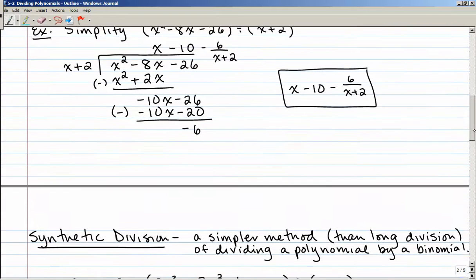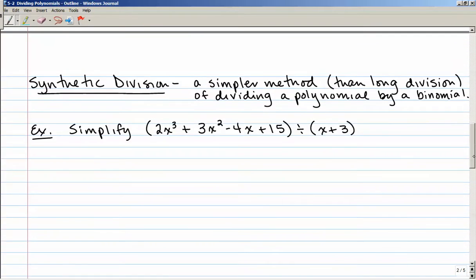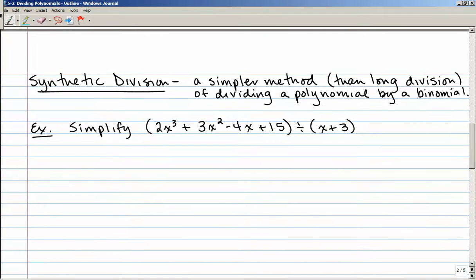Now, if that was a little confusing, there is an easier way to do it, and it's called synthetic division. It's a much simpler method of dividing a polynomial by a binomial. So here's how you do it. I have 2x cubed plus 3x squared minus 4x plus 15 divided by the binomial x plus 3. So I'm going to write the coefficients of the polynomial. So that would be a 2, a 3, a negative 4, and a 15. So keep the sign in front of it.